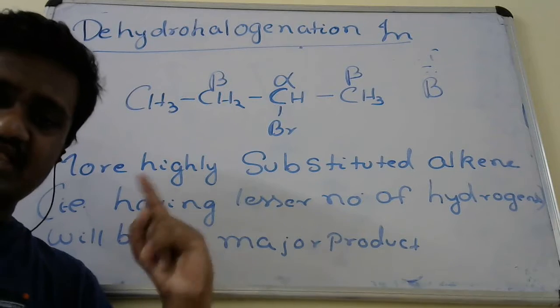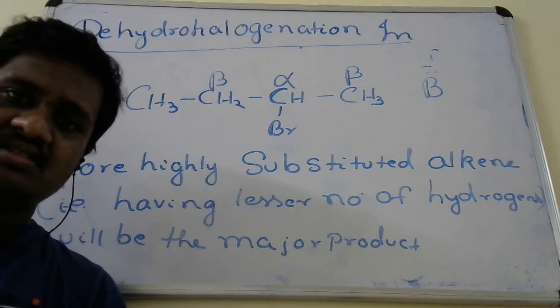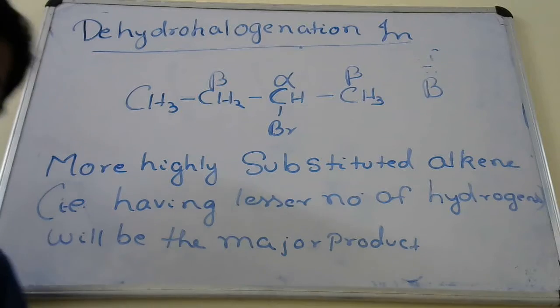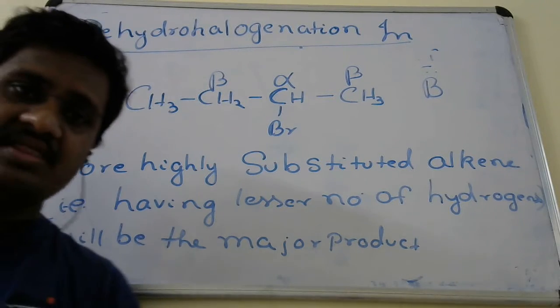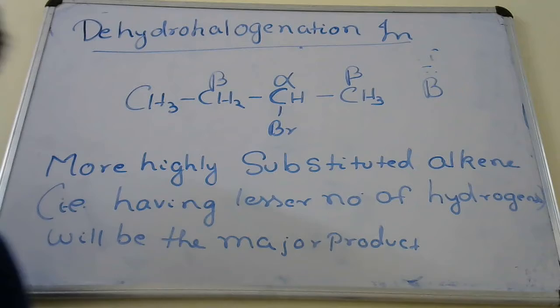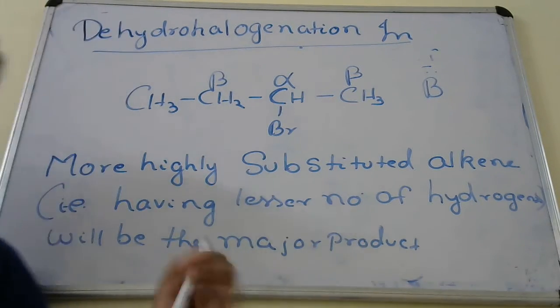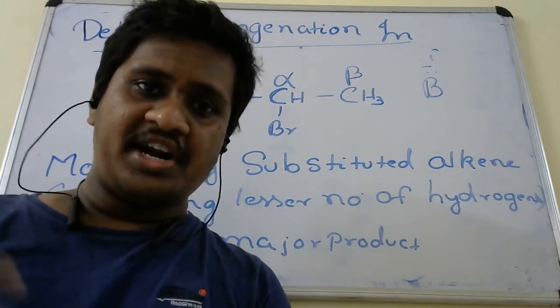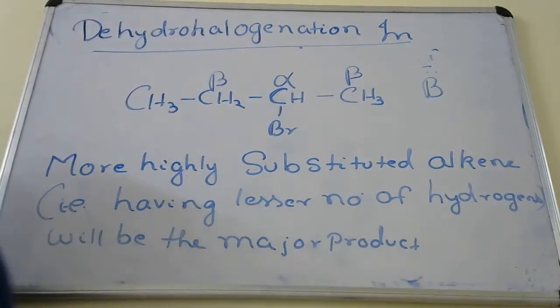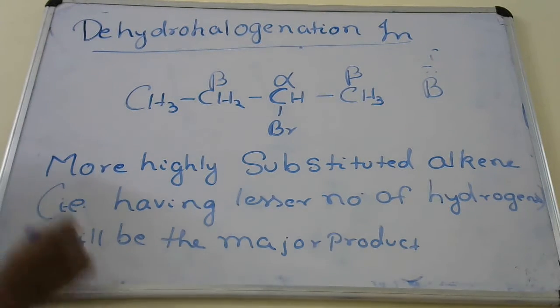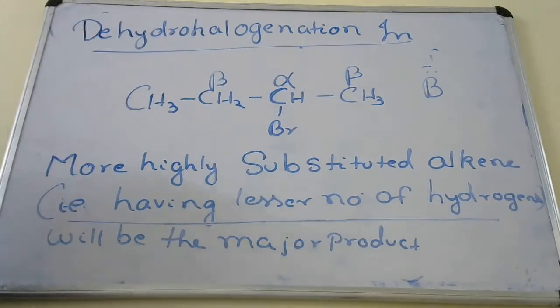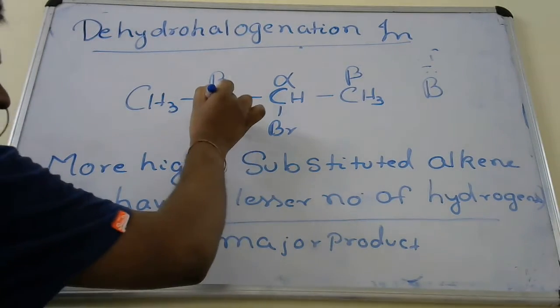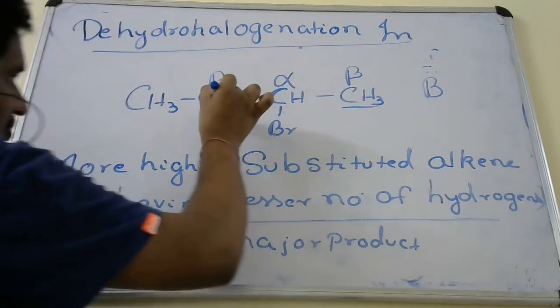the base will remove that beta hydrogen which is from the carbon which is highly substituted. Highly substituted means there are more alkyl groups attached, or it is more crowded. Another way to find the highly substituted alkene is to look for the beta carbon having a lesser number of hydrogens.